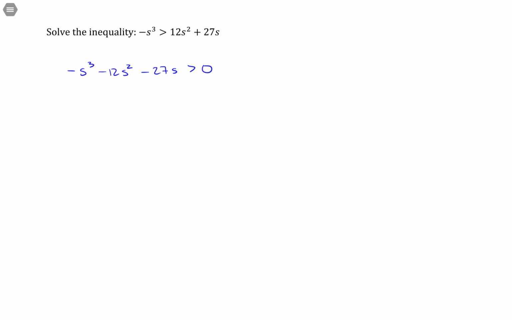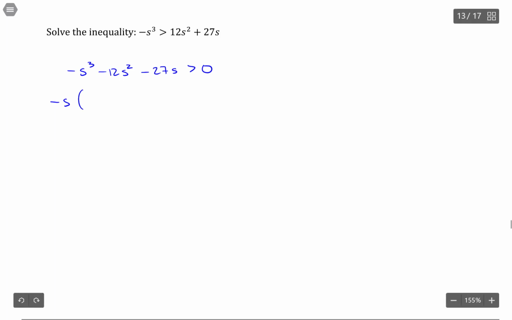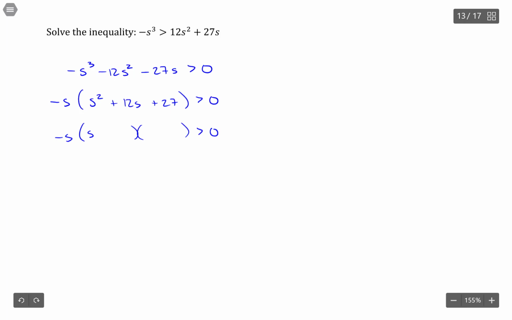Now I need to factor this polynomial because I need to know what the zeros are in order to determine which intervals need to be tested here. So there's a common factor of negative s that I can factor out of each term here. If I do that, that would leave me s squared plus 12s plus 27. And I should be able to factor this into two linear factors.